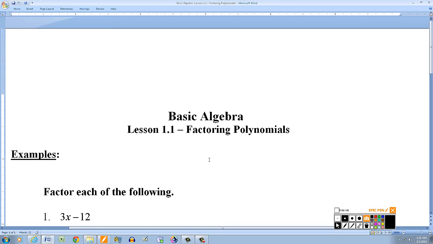factor each of the following. In this case, I have a binomial, 3x minus 12. So like I said, whether you're dealing with binomials or trinomials, the first method you want to try is, do we have a common factor? We notice 3x and minus 12, 3 divides into both the 3 and the 12. So that tells me that the GCF of those two terms is 3. So I take out the 3. What do I have left? Well, I'm going to have left an x minus 4.